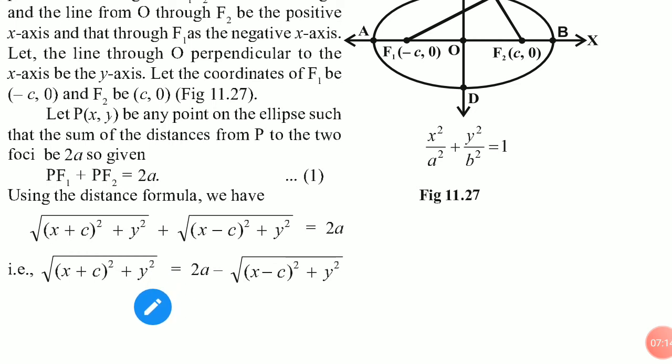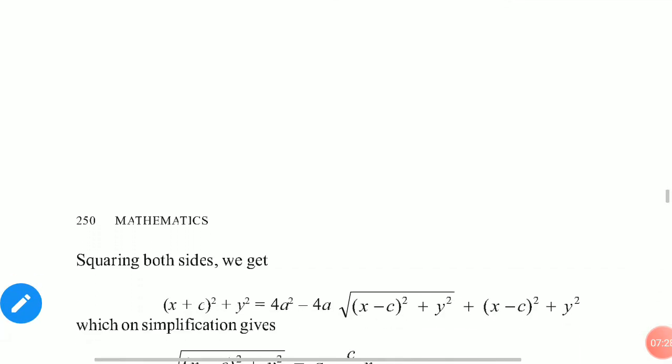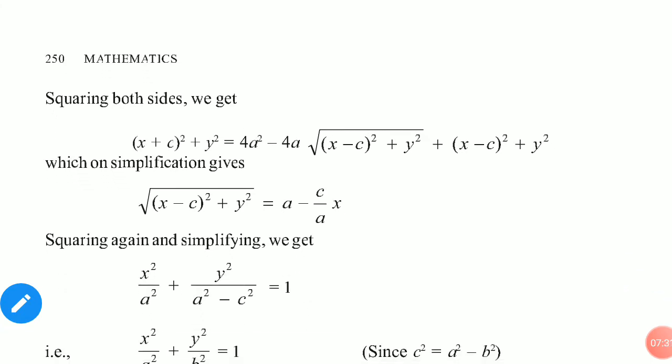Now you have to transfer this term to the other side, so 2a minus the square root of this. Next you have to square that, so you can remove the square root by using the square formula. Then the square root of (x minus c) square plus y square is on this side. Now you cut it short. Finally you will find a minus c upon a times x. You have to solve that, and finally you can find this.